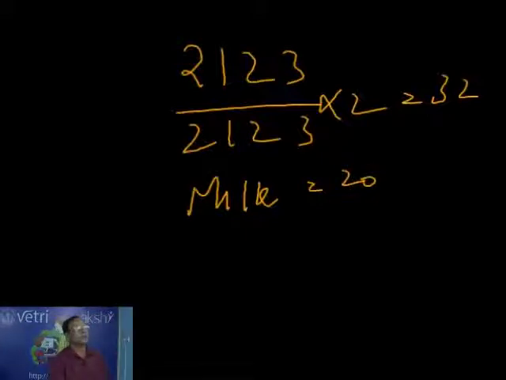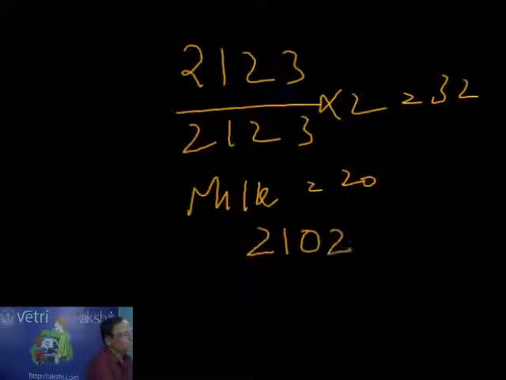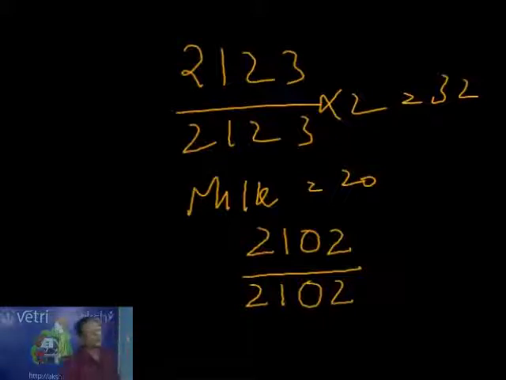The number of milk teeth is 20. So what is the formula? 2 incisors, 1 canine, no premolars, 2 molars. Then in the lower jaw also the same number: 2 incisors, 1 canine, no premolars, then 2 molars. Then multiplied by 2, you can get 20. So the number of milk teeth is equal to 20.